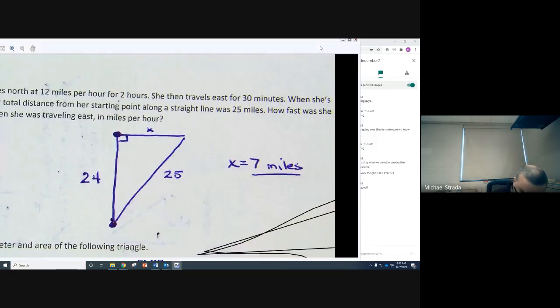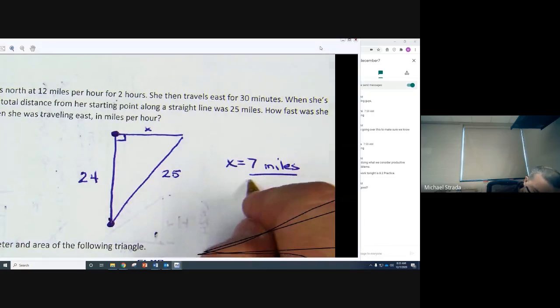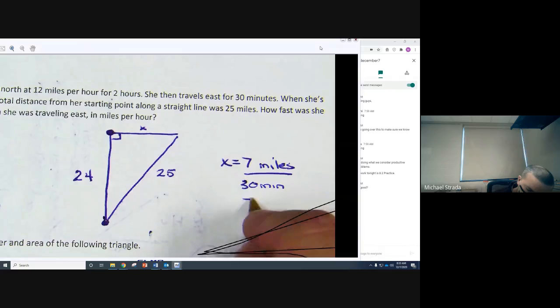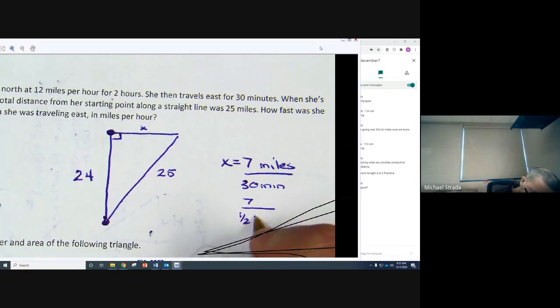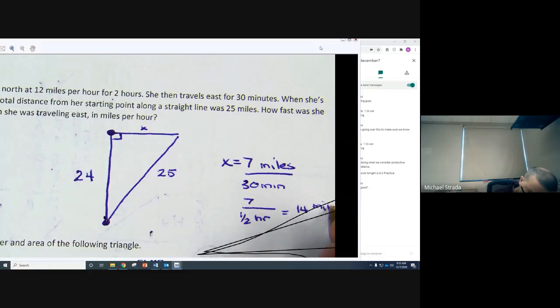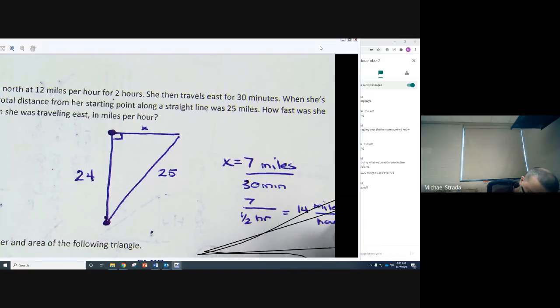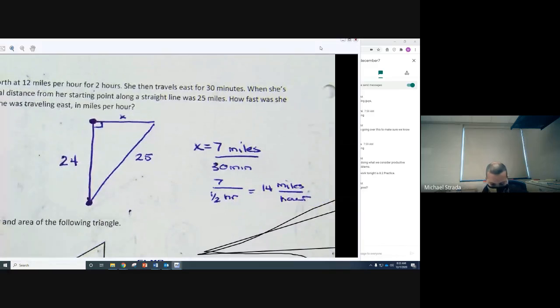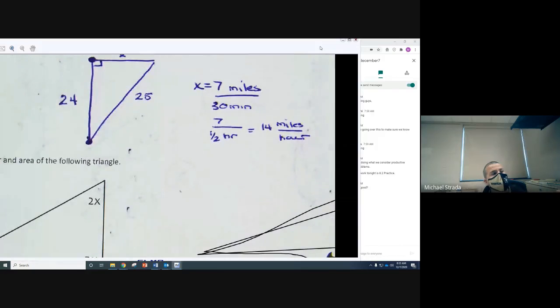But they want to know how fast was she traveling in miles per hour. So she did 7 miles in 30 minutes. 30 minutes is what fraction of an hour? Half. So 7 divided by 1/2 an hour would be 14 miles per hour. All right?